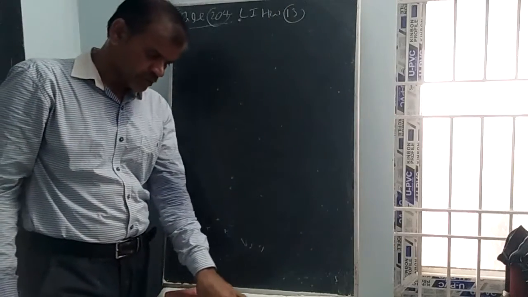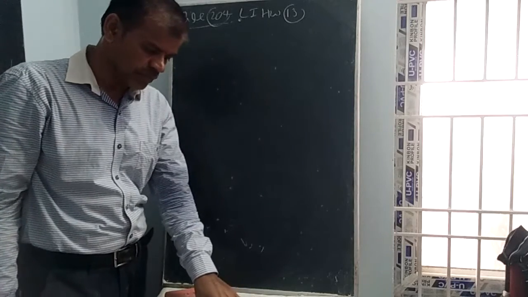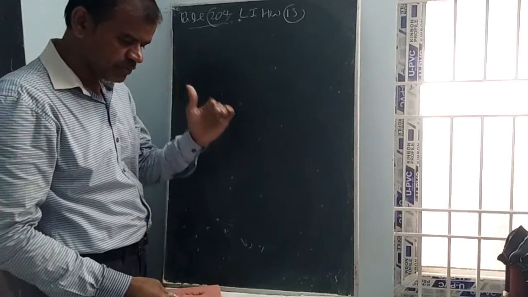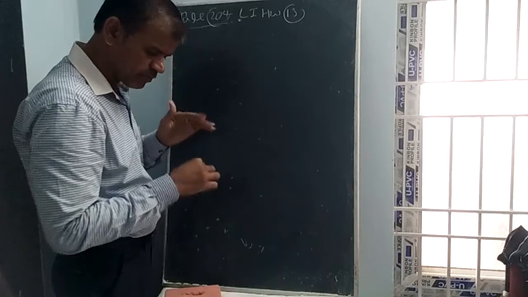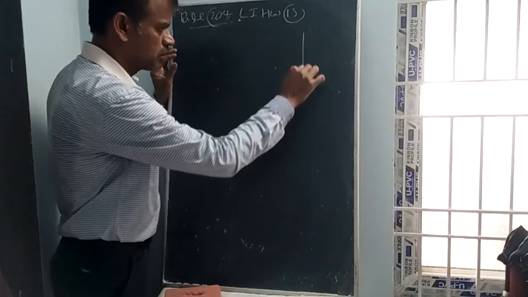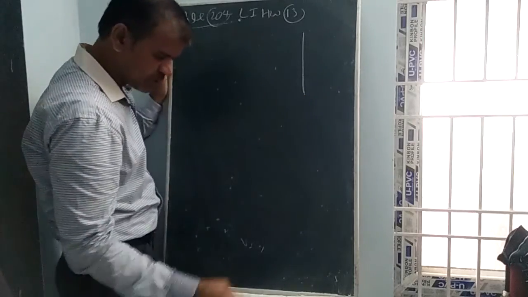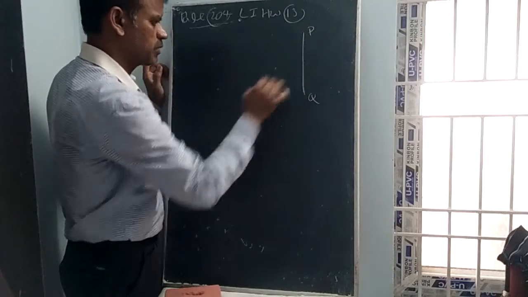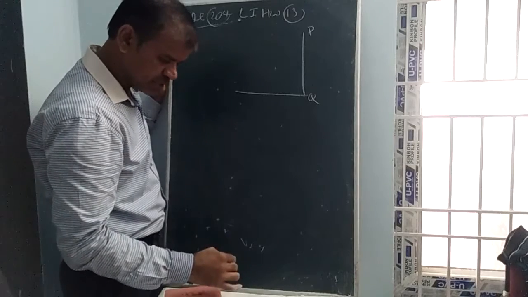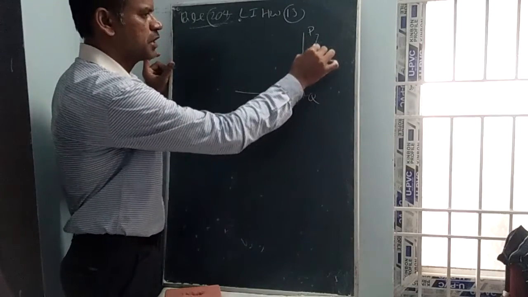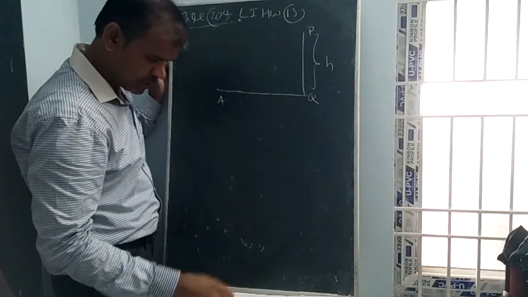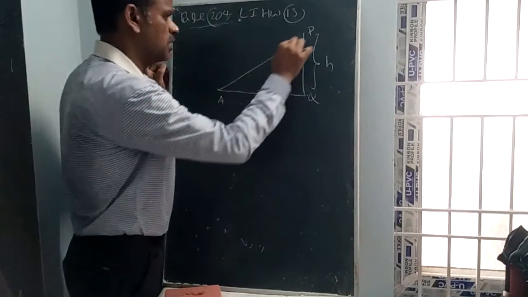Read the question. The angle of elevation of the top point P of a vertical tower PQ of height h meters from a point A is 30 degrees. So this is Q, this is P. So vertical tower PQ of height h from a point A. This is height h, this is point A. From point A it is 30 degrees.